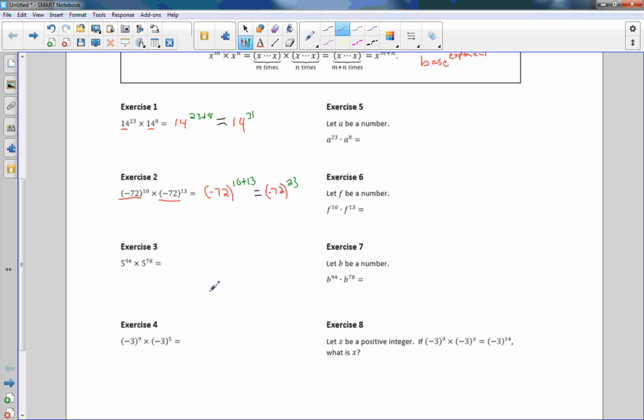Okay. Number 3, my base is 5. My base is 5. I will still have a base of 5. My exponent is 94. My other exponent is 78. So if we're multiplying bases, we add exponents. So my answer is going to become 5 to the power of 94 plus 78, which is 172.